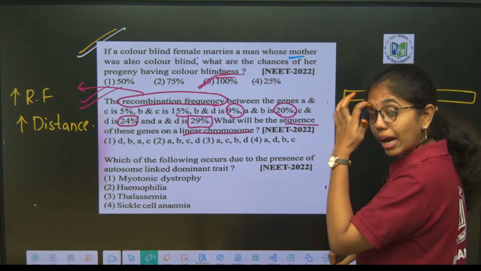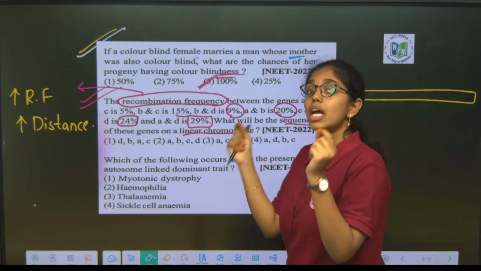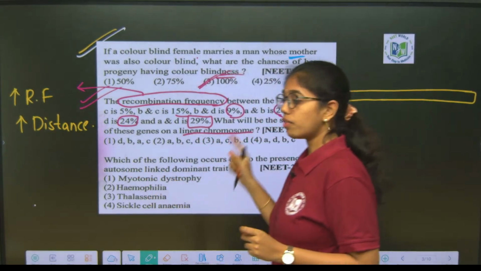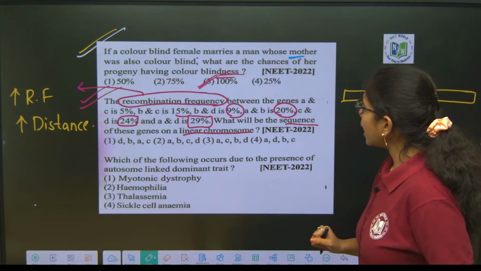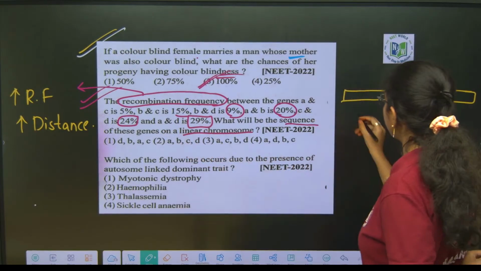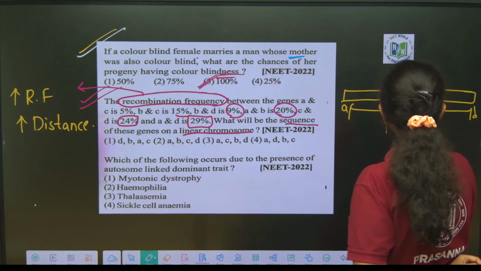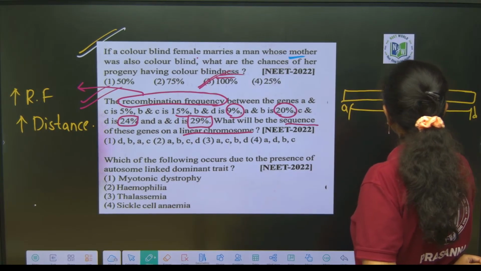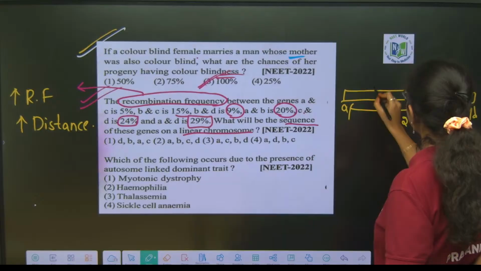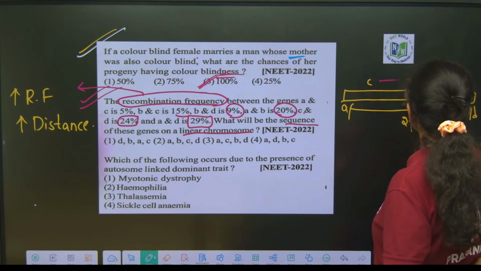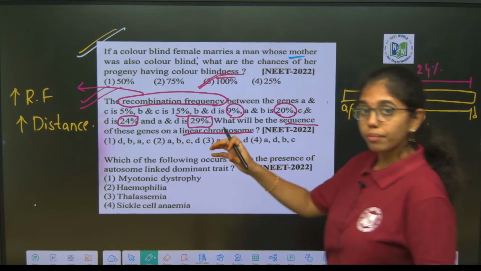Here, first you have to look into those two genes between which there is the maximum distance. First you have to point out those two genes whose distance is maximum. So here, A and D is 29%, and then C and D is 24%. So, C you can mark over here. C and D is 24%. And then you have to come in descending order.